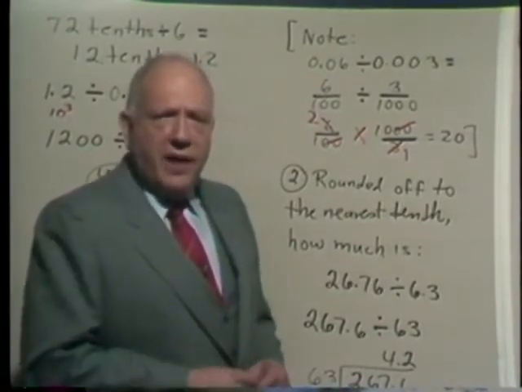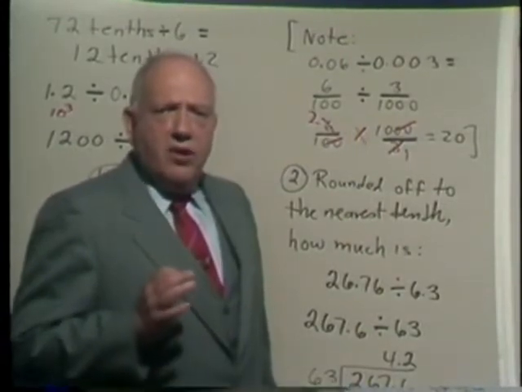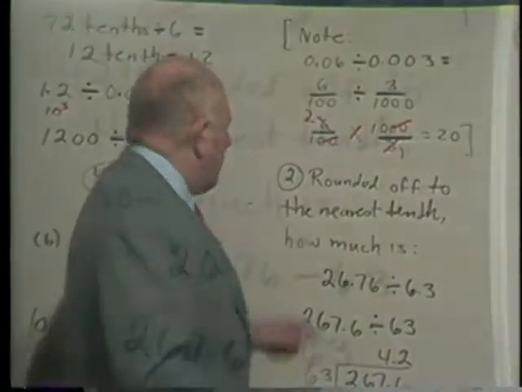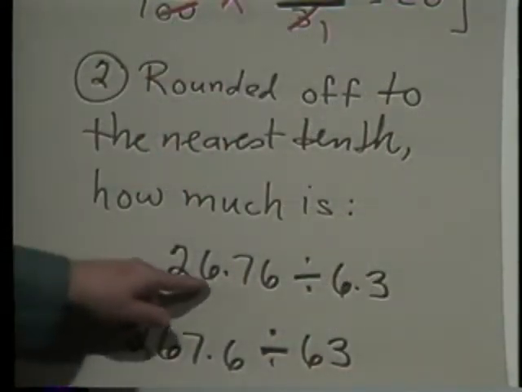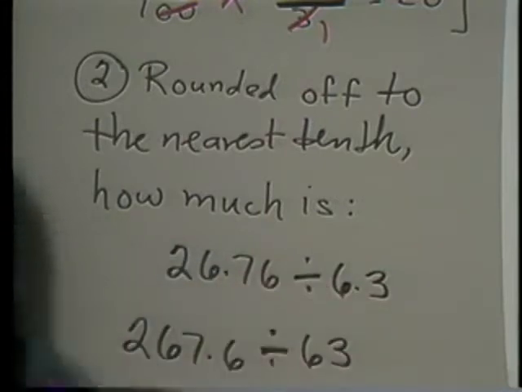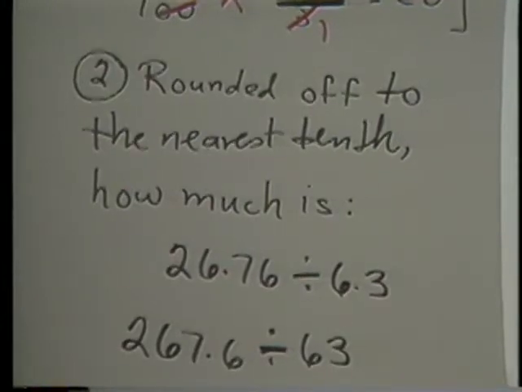So we have to be prepared for that, and that means that in dealing with decimals, when we do division, we are quite frequently going to have to round off. And to get you ready for that, problem number 2 just says, round it off to the nearest tenth. How much is 26.76 divided by 6.3? And again, our strategy, for better or for worse, without worrying about whether it's a nice whole number in terms of prime factors or not, is to always make sure that the divisor is a whole number.